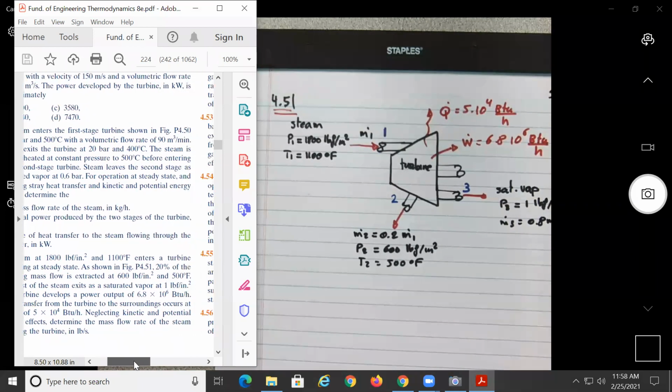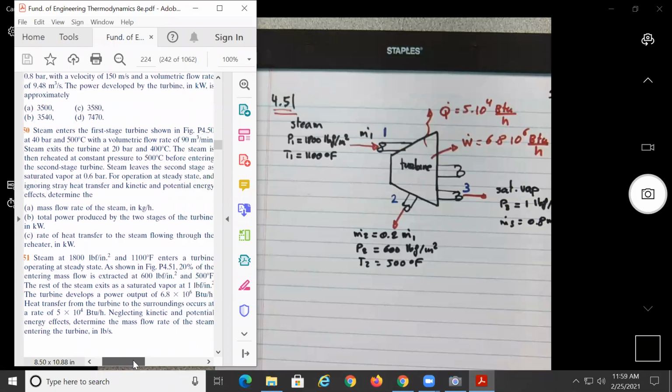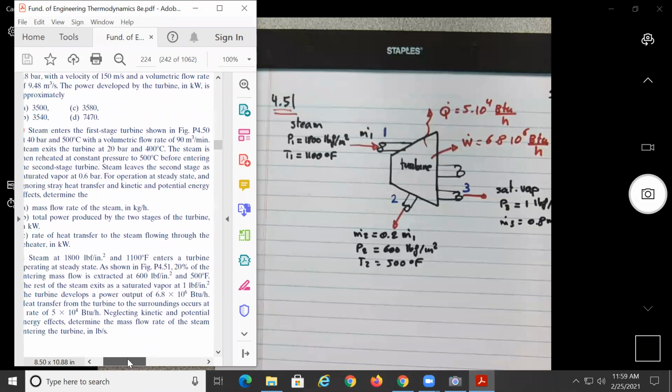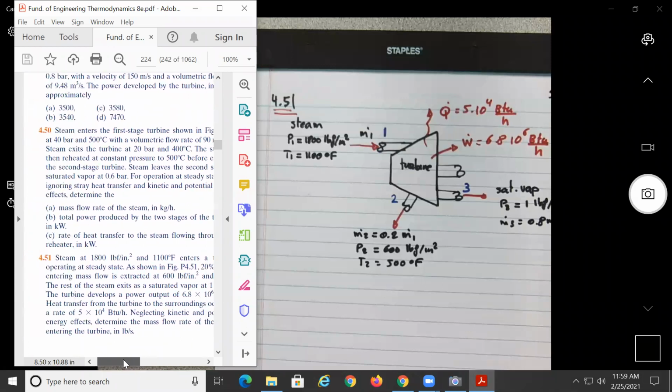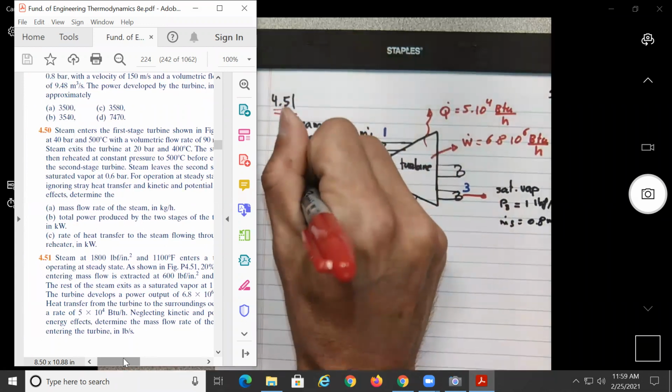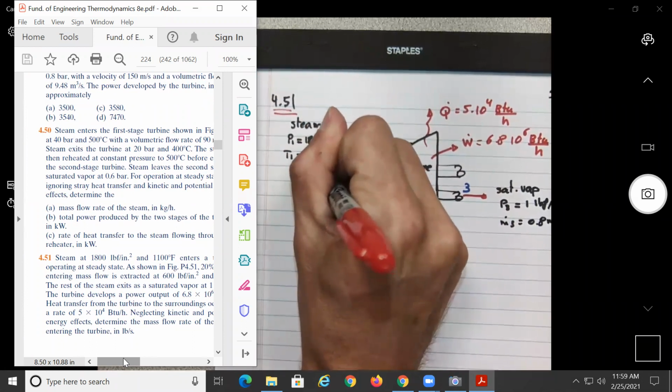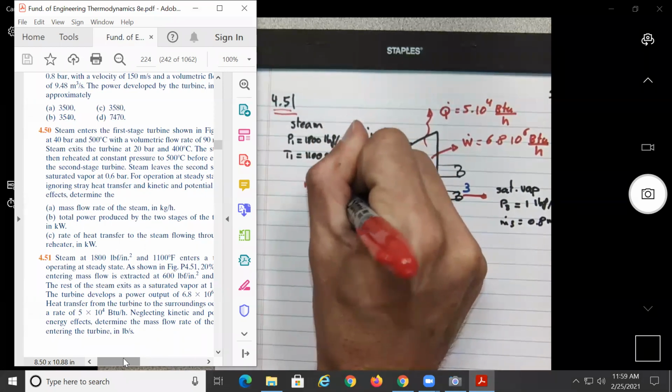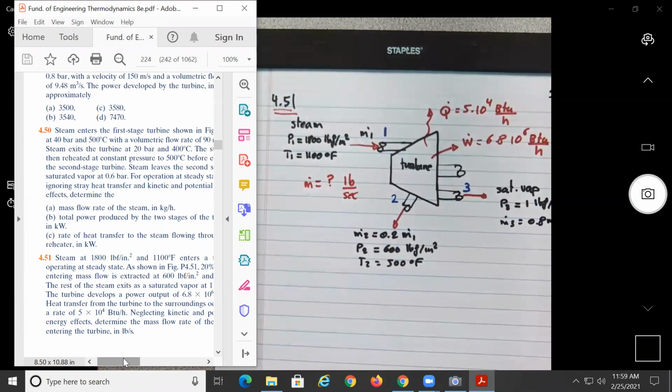Okay, neglecting kinetic and potential energy, determine the mass flow rate of the steam entering the turbine in pounds per second. So what we need to solve in this problem is the mass flow rate in pounds per second.